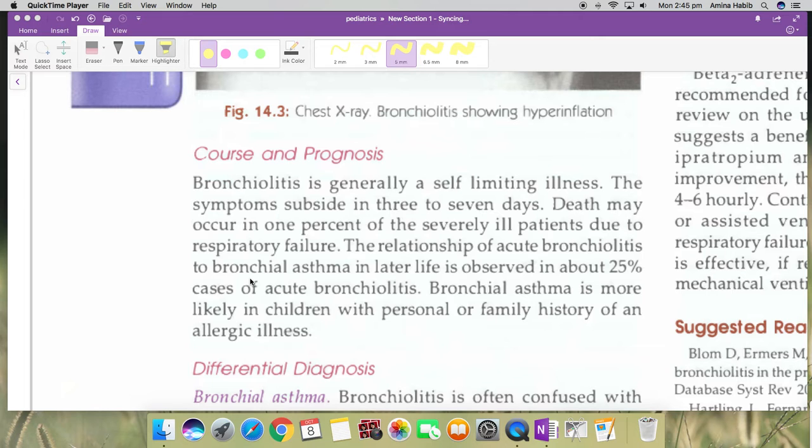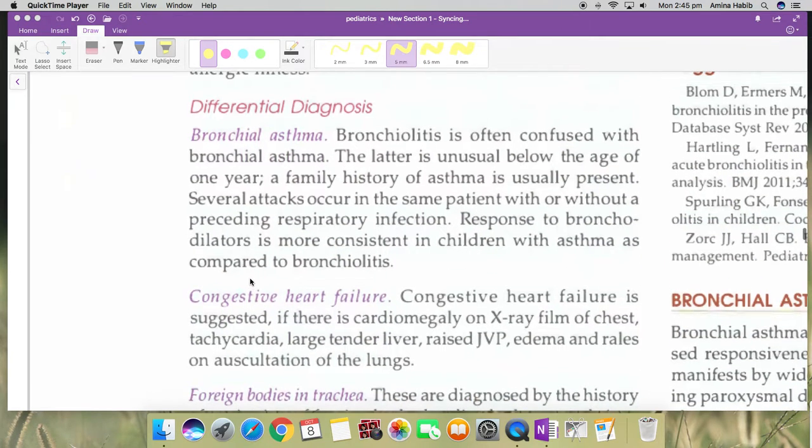So what is the differential diagnosis? They will ask you, okay, you are getting these findings on inspection, palpation, percussion and auscultation, so what are the various diagnoses coming to your mind? First, I'm thinking of acute bronchiolitis. Second, it could be bronchial asthma. Number 3, heart failure. Number 4, foreign body. And number 5, bacterial pneumonia. Then they will ask you how you can differentiate if it's bronchiolitis or asthma.